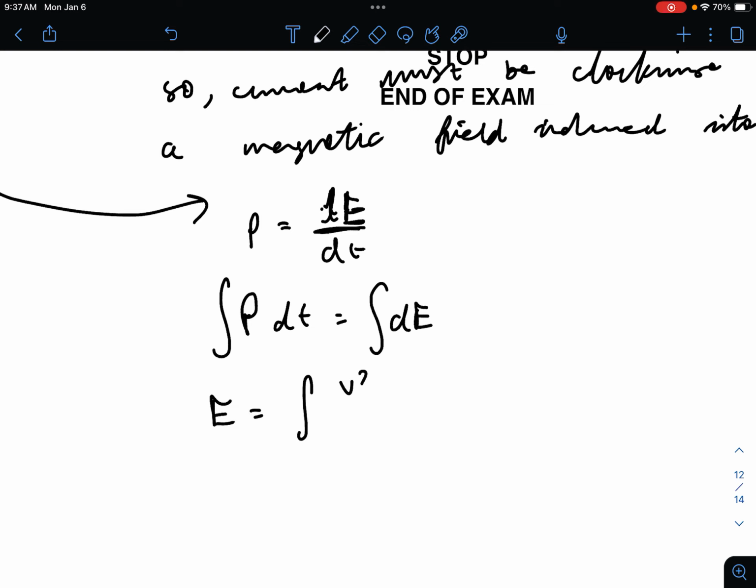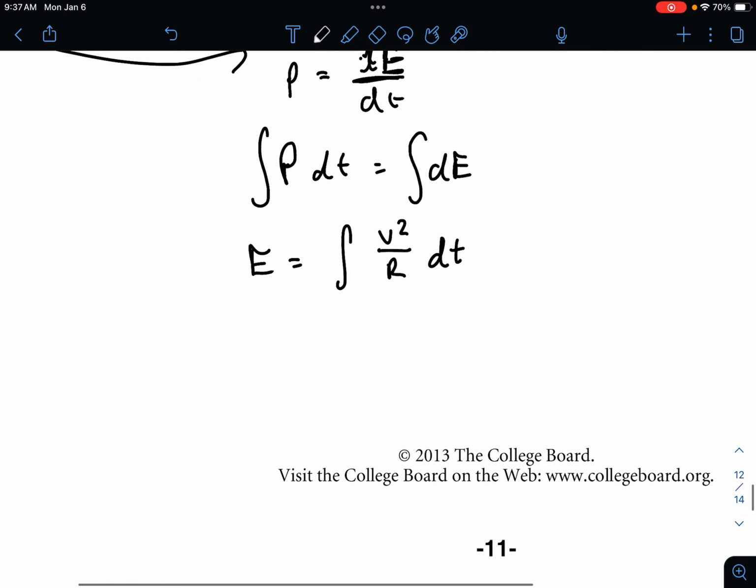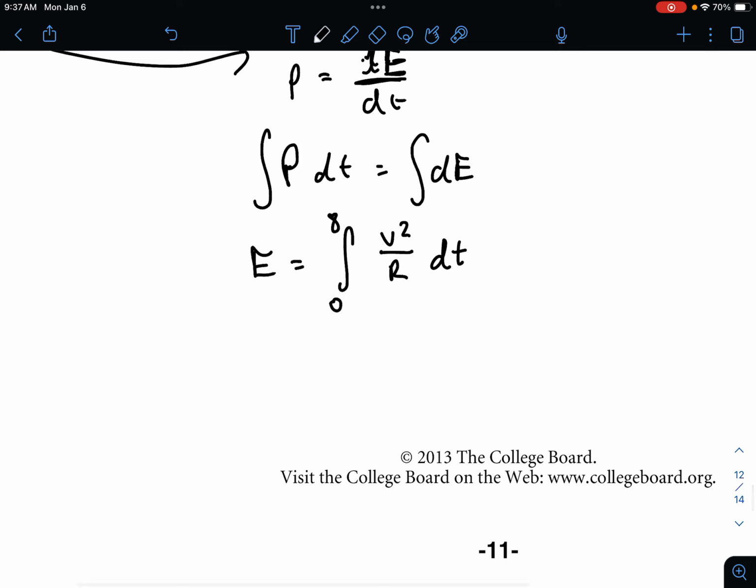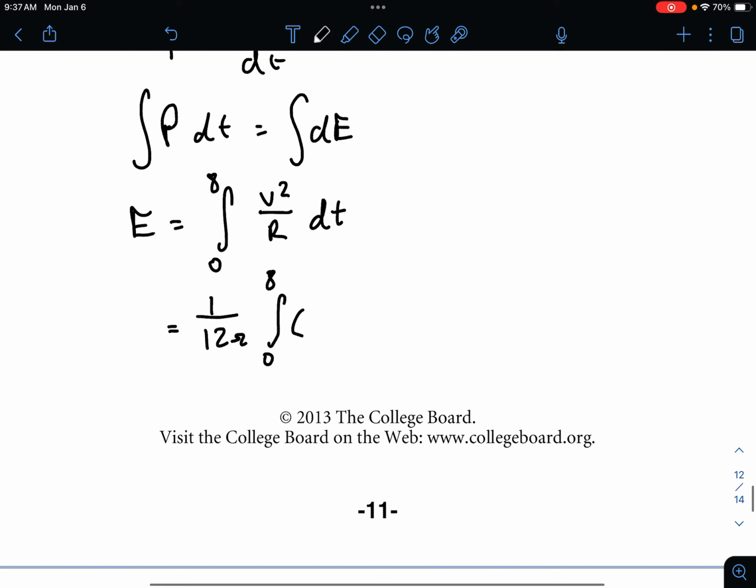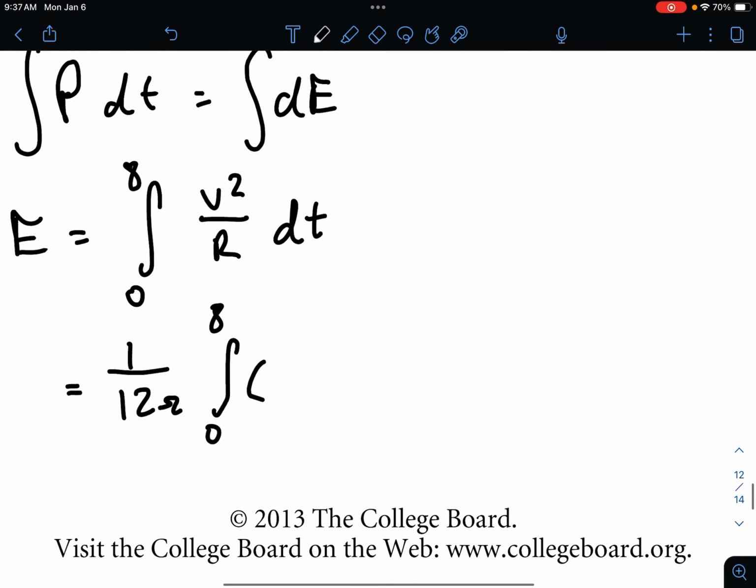So I'm going to do V squared over R, and this will be with respect to time. I'm looking at the first 8 seconds, 0 to 8. So I can pull out the 1 over R, which is just 1 over 12 ohms, times the integral of what's the voltage? It's 0.0225 times e to the negative 0.05 t squared dt.